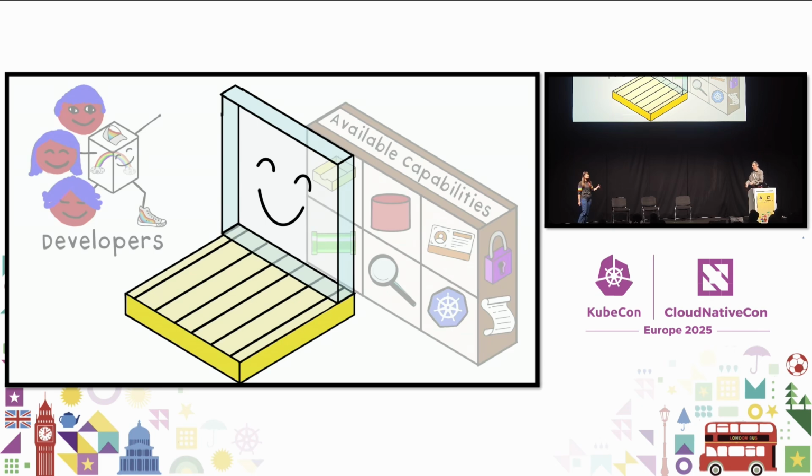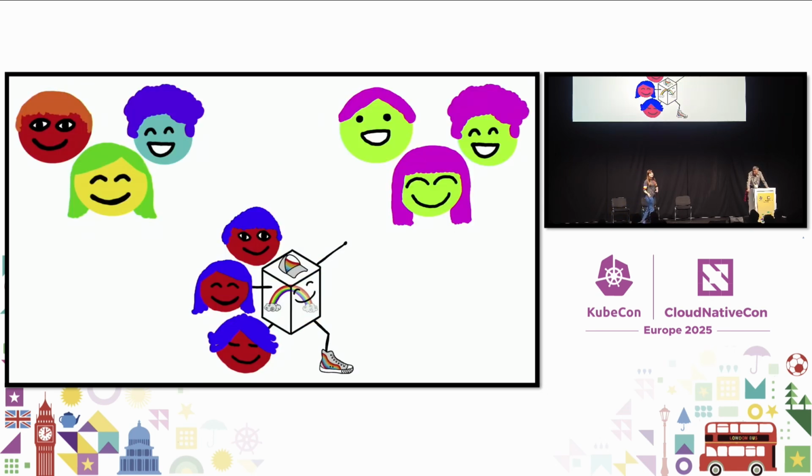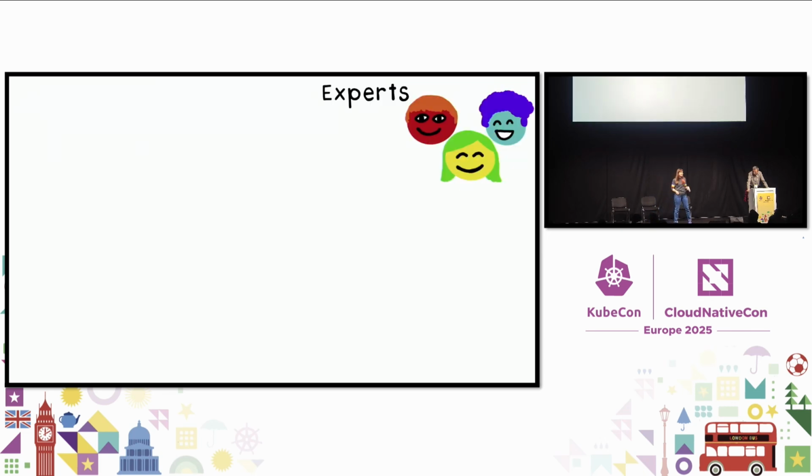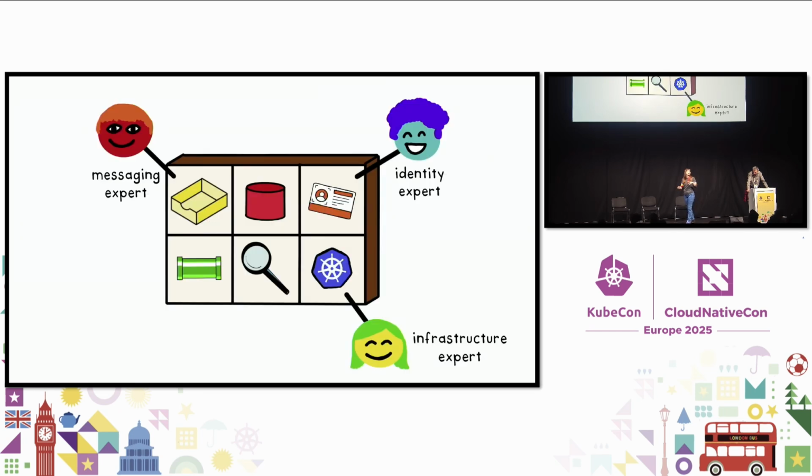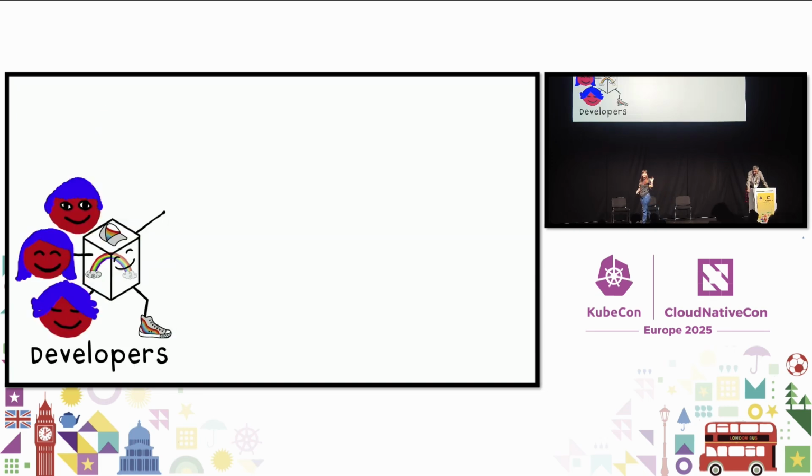An internal developer platform is a set of integrated capabilities that are available to developers for them to use in their day-to-day work. There are 3 types of people involved in making an internal developer platform. This is an overgeneralization, but it's a good mental model. We have experts. Experts know about one thing, and they know that thing really, really well. And that's great. That's what they do. We love them. We also have our developers.